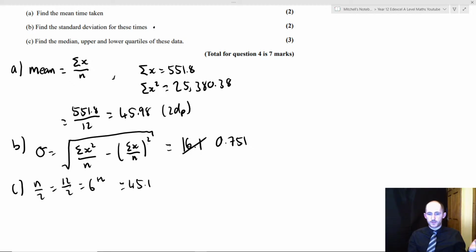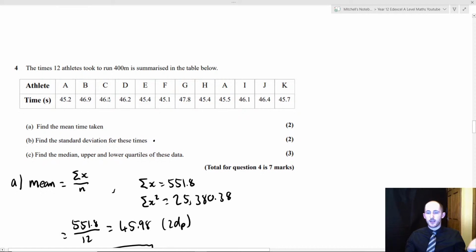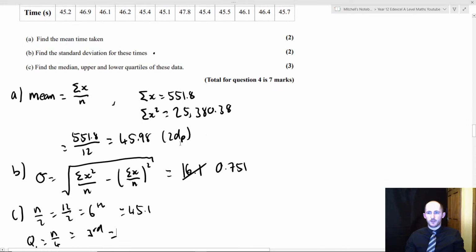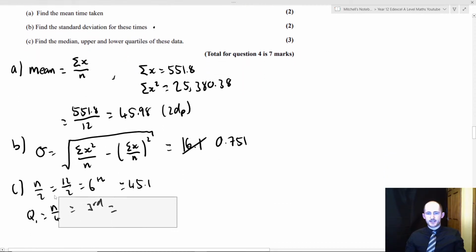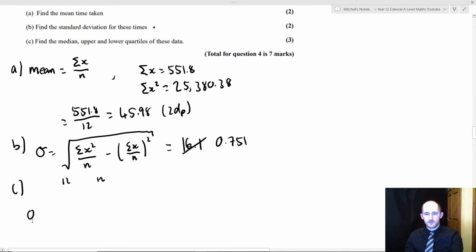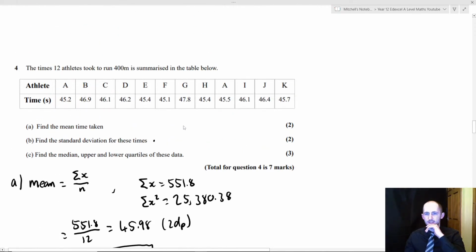The lower quartile, so we call that Q1, is n over 4, which is going to be the third value. 1, 2, 3. So technically we'd need to put this in order first, but this is essentially what you do, right? You have the data in order and then you count them along. Okay? So ordering that data, bit tedious, not gonna lie, but we can do it.